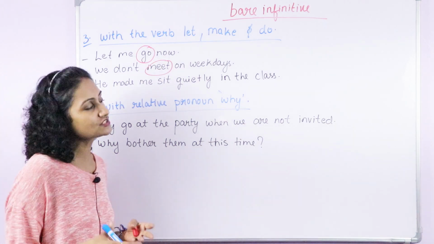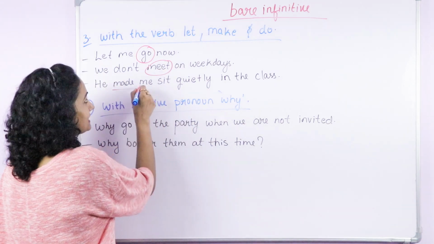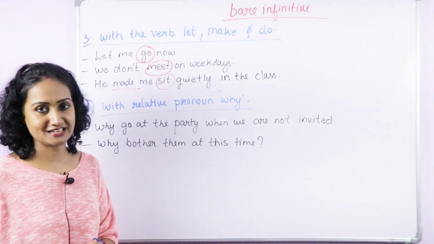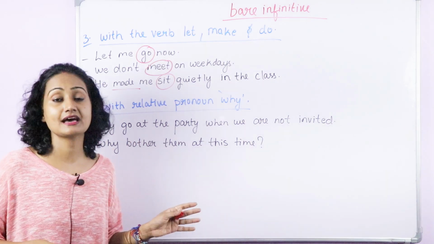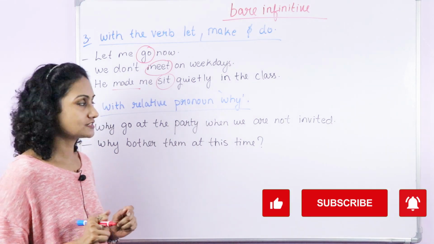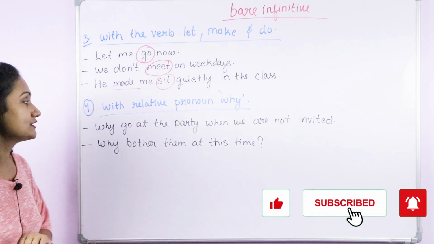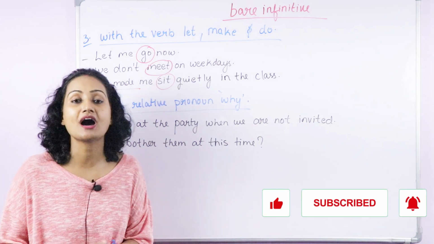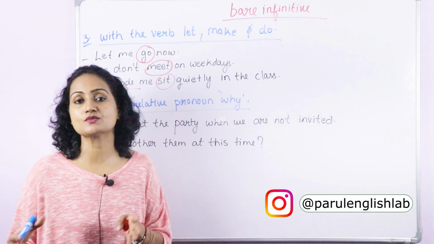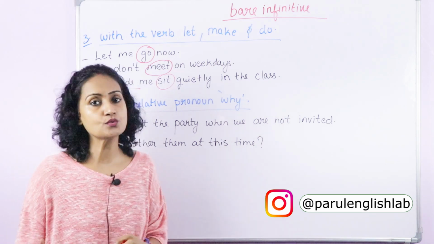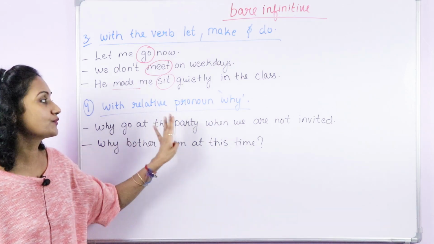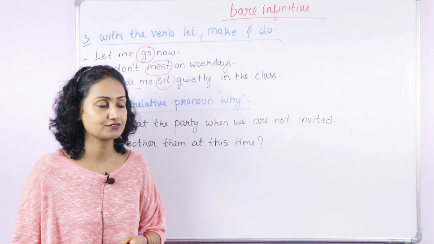He made me sit quietly in the class. So made, make, and sit, this is the bare infinitive. Okay, so just keep in mind that with these three verbs, let, make and do, we always use bare infinitive. Now next we use bare infinitive with relative pronoun why. We have learned that we use full infinitive in phrases that start with relative pronouns like who, whom, when, where, except why. So here with relative pronoun why, we use bare infinitive.